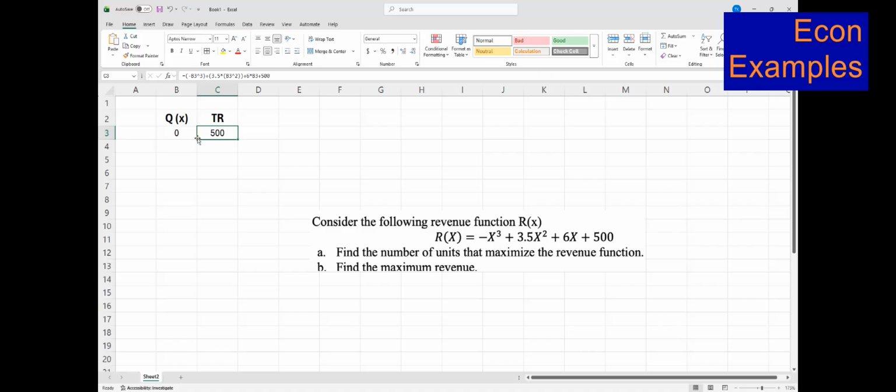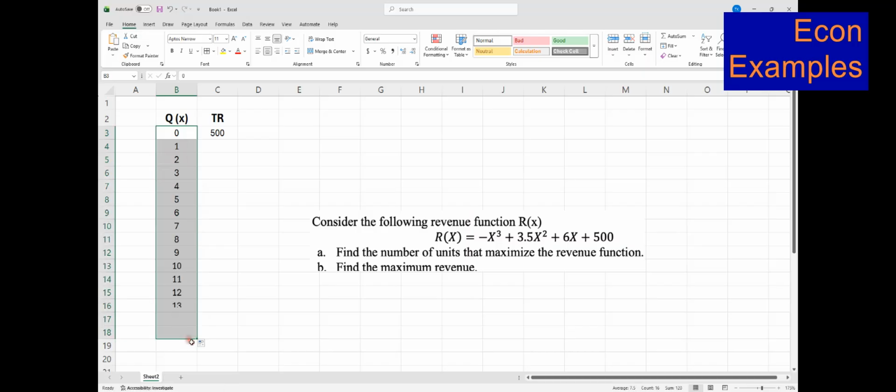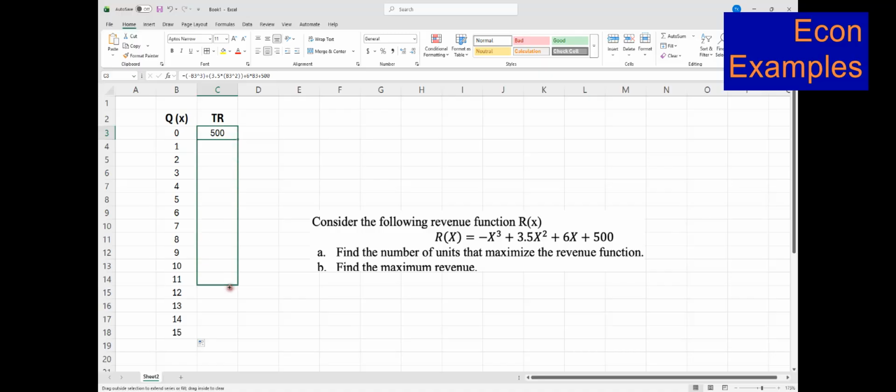How are they making total revenue of 500 when they don't sell anything? I don't know. But now I'm going to fill in some other numbers, 2, 3. Well, now that I've got that, I can drag this down to like 15. And then I can drag the same formula all the way down there.